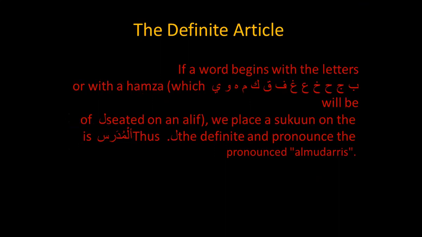If a word begins with the letters alif or with a hamza, ba, jim, ha, kha, ayn, ghayn, fa, qaf, kaf, mim, ha, waw, ya, the definite article will be an alif with a lam seated on it. We place a sukoon on the lam: al-mudarris, al-mudarris.